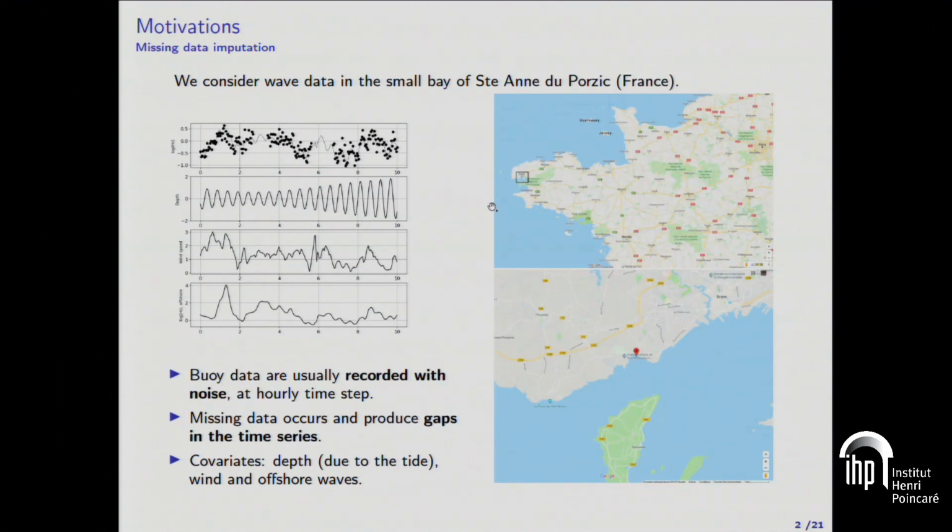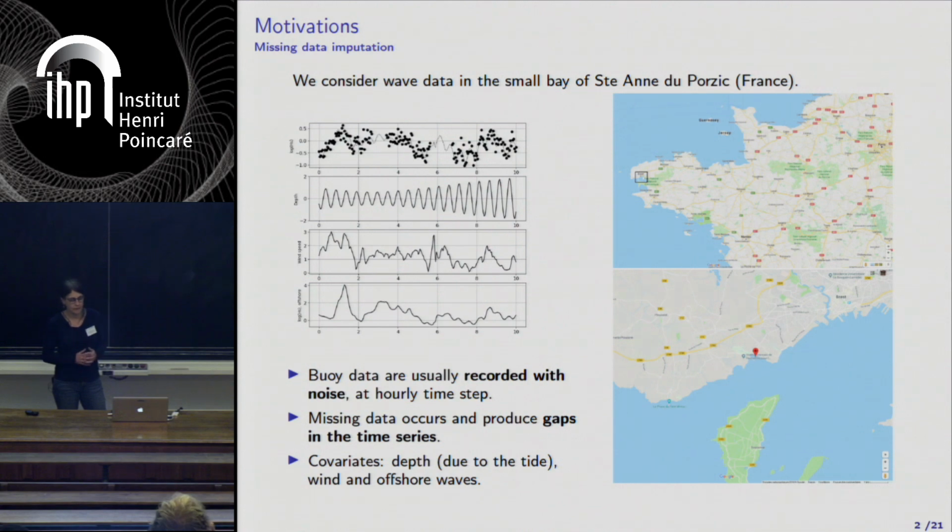So some words about the motivations. We consider some buoy data in the small bay here in Bretagne. So Paris is here, and the buoy is here in the sea. And this is a time series of the data. It's not exactly the data from the buoy. Those data are model output data, but they should be similar to the buoy data.